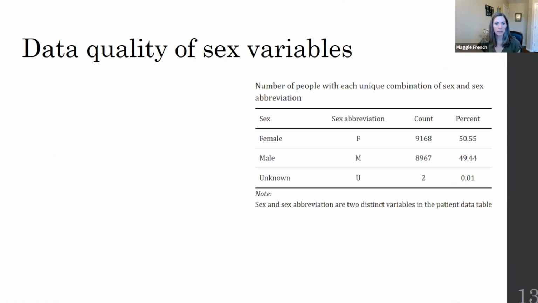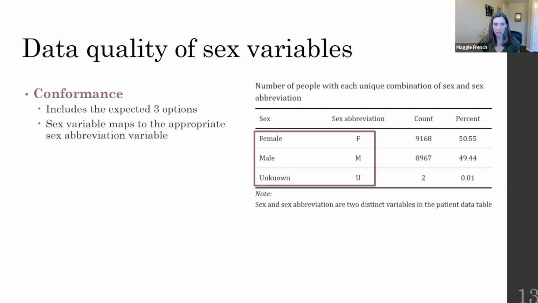The next example is related to sex. At Johns Hopkins, in our data, we have two different variables that indicate individual sex. The first one is here where we have the sex actually spelled out, so female, male, and then an abbreviation of F, M, or U for unknown. When we think about conformance here, it's important that we understand what Hopkins expects for this field. And in fact, at Johns Hopkins, there are 3 different options that can be entered here: female, male, and unknown. So this demonstrates good conformance internally with what we expect in the Hopkins system.